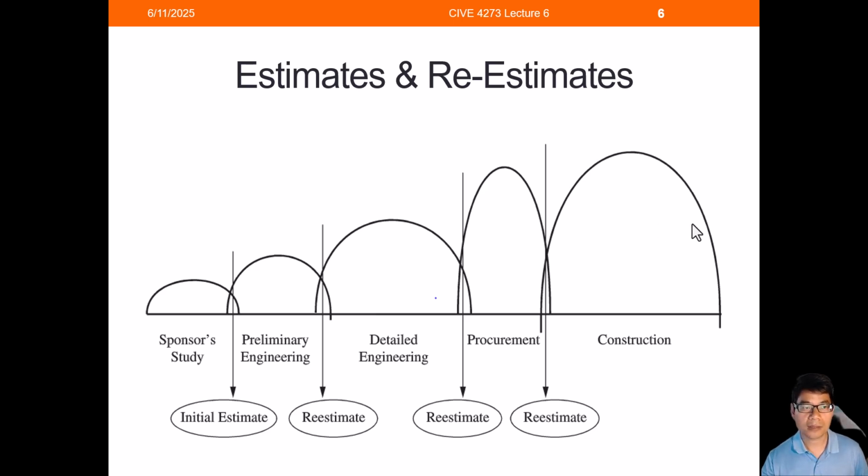Then when the design is 100% done, the engineer is going to have their engineer's cost estimate, which is right over here. Then by the end of the procurement, contractors are going to have another cost estimate, which is the construction cost estimate for the actual construction part.